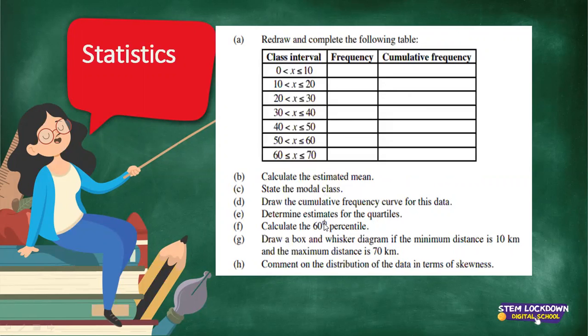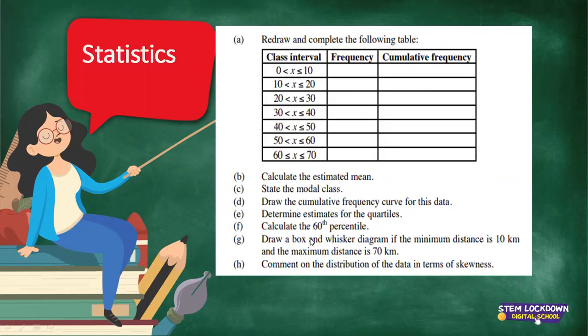And then to find the 60th percentile, you calculate it by saying 60 over 100 multiplied by your total frequency. And then the next question: draw a box and whisker diagram if the minimum distance is 10 kilometers and the maximum distance is 70 kilometers. So we draw our minimum.